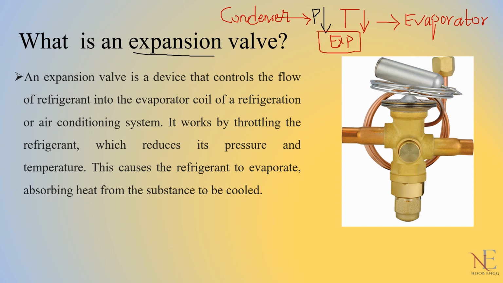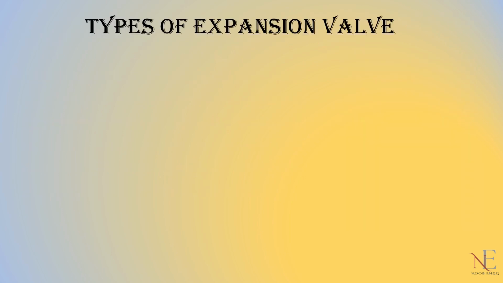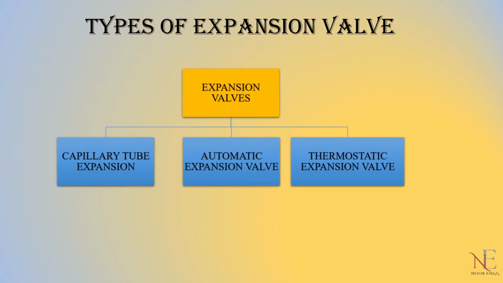Okay, now you got the working of an expansion valve, what it does and how it works. Let's see the types of expansion valve. So our first type is the capillary expansion tube. This is the second one, automatic expansion valve, and the third one is the thermostatic expansion valve. So first we are going to learn about the capillary tube expansion valve.